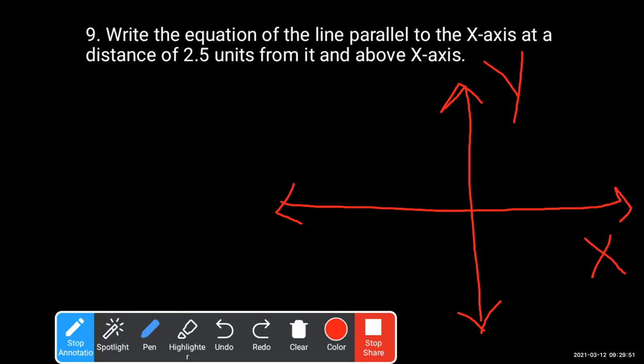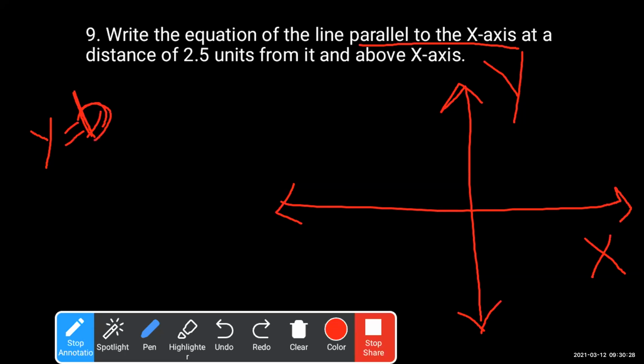Normally you draw the x-axis and y-axis and be ready. Now just go through the question. You have to write the equation of a line which is parallel to the x-axis. Parallel to the x-axis means what? It will be in the form y equals b. That is the general form.